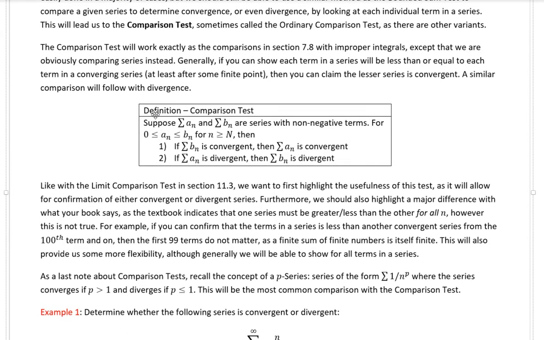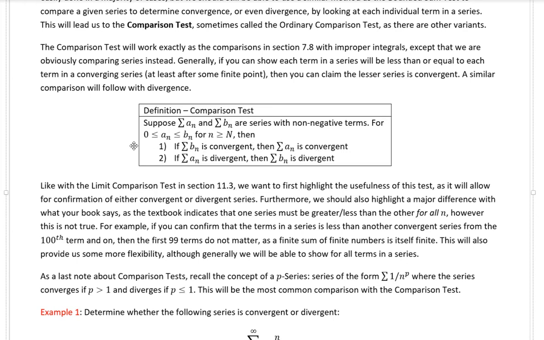Suppose you have two summations, or two series, with non-negative terms. I think the book says positive, but they don't necessarily need to be positive. They could just be non-negative, so they could include 0. For every situation where a sub n is always less than or equal to b sub n, after some point n is greater than or equal to capital M, then if the sum of b is convergent, that means the sum of a is convergent.